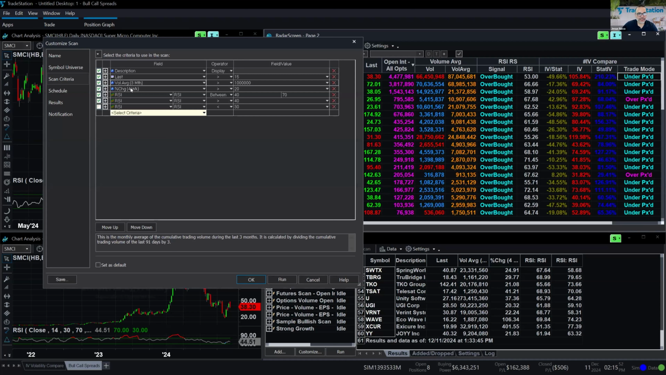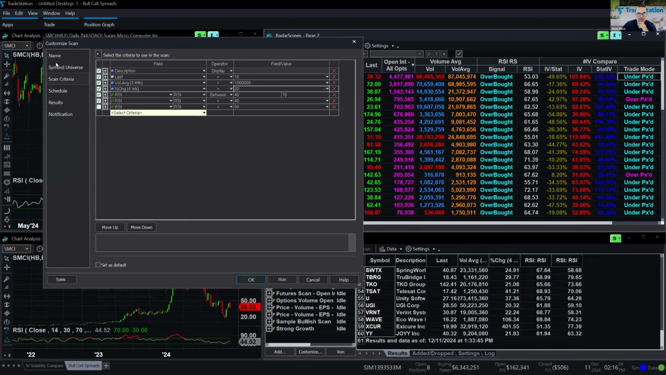Then we're looking at percent change. Look at this filter. We're looking at percent change for the past 4 weeks to be greater than 20. With this filter, we're looking for momentum. We're looking for stocks that have appreciated in value and are showing us a bullish characteristic.